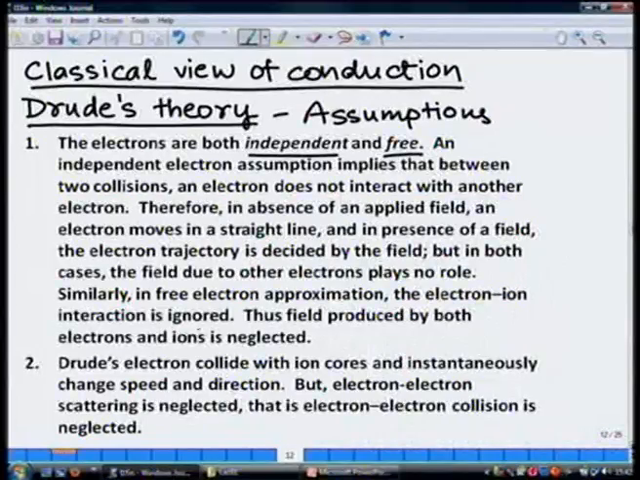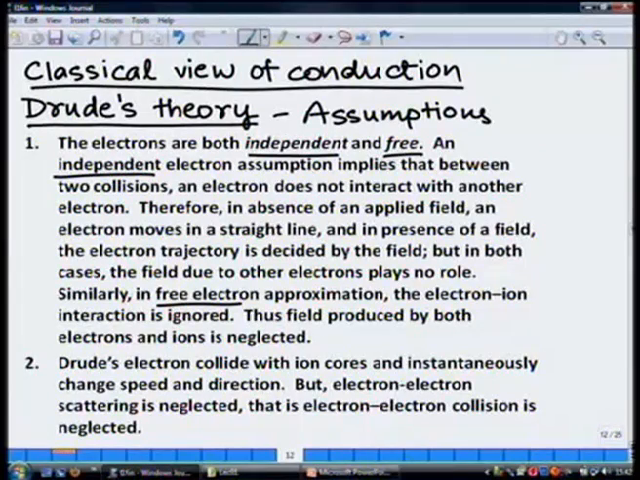Since it does not see the other electron, it does not interact with the other electron's field. Therefore, it just continues to move in a straight line. If you apply an external field, then of course it follows the external field, but not if you do not apply one. So there is an independent electron approximation, which I have just explained.